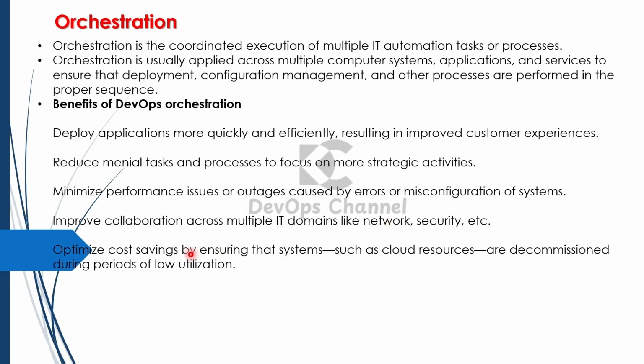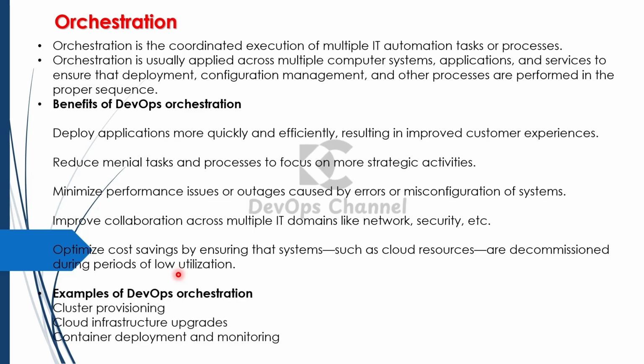And fifth one is optimize cost saving by ensuring that systems such as cloud resources are decommissioned during periods of low utilization. So you can set up an alerting system or monitoring system. If the resources are not being used, it will automatically delete them, and if they are going to be used, it will automatically bring back those containers. I am hoping you are clear with the benefits.